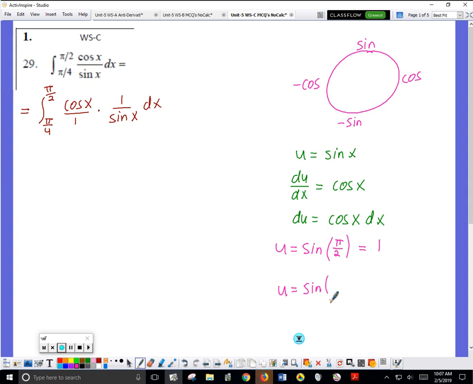Right? You plug in the x value. Yeah, cosine has nothing to do with it. Cosine is not the path. It could be in some other problem.